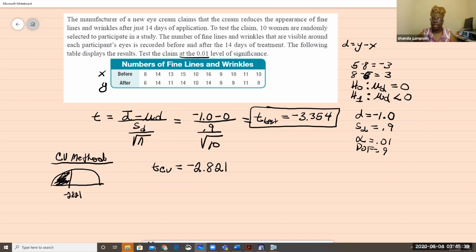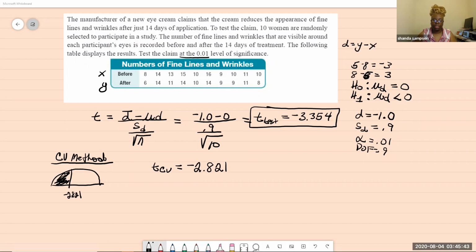So your critical value is negative 2.821. And where's your test statistic? Well, your test statistic is negative 3.354, whatever it is. Anyway, it's over here, so it's in the rejection region. So what are we going to do? The next step is to write that we're going to reject the null hypothesis, as usual, using the p-value method and then using the critical value method.